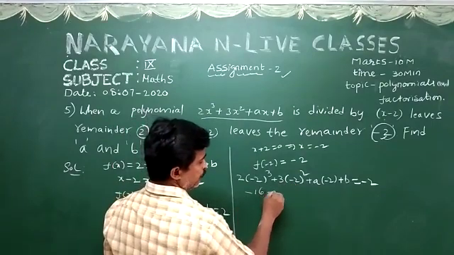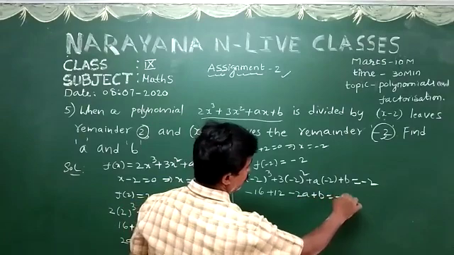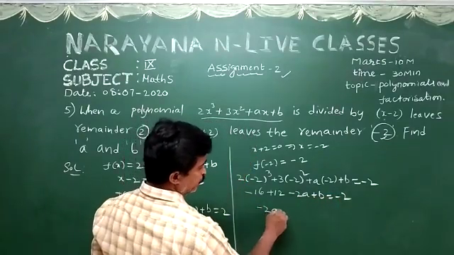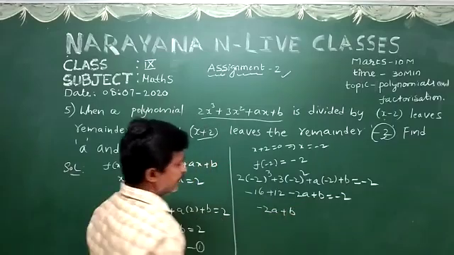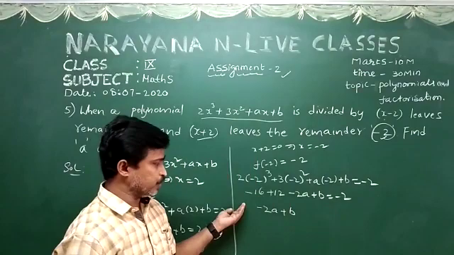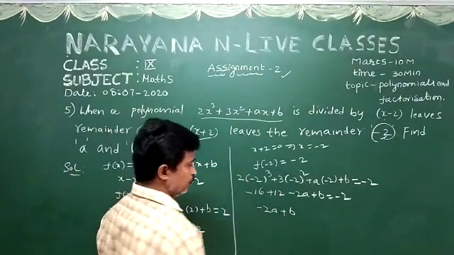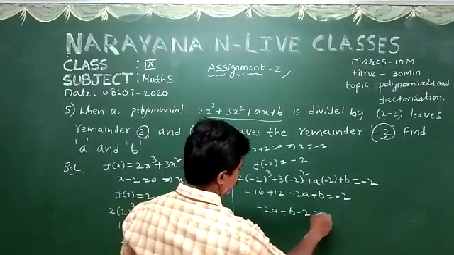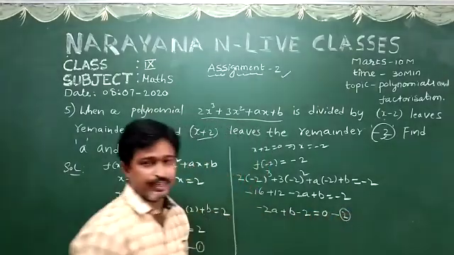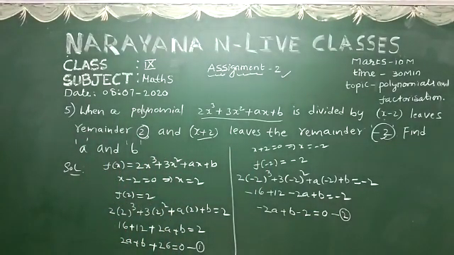Here plus 4 threes are 12, minus 2a plus b is equal to minus 2, and the remaining numbers minus 2. This will transfer to the left side and become positive. This is 14 minus 6, that is equal to minus 2 is equal to 0. So this is equation number 2. By solving equations 1 and 2, we will get the values of a and b.